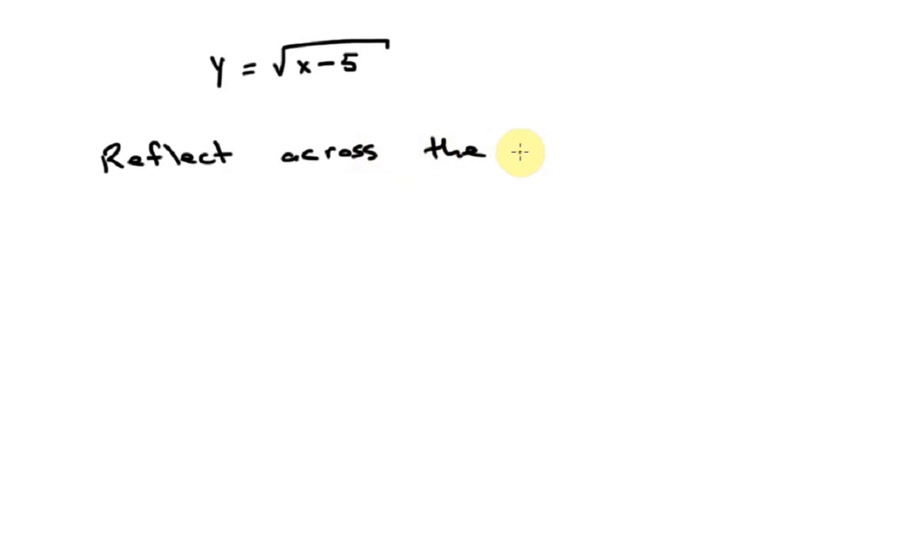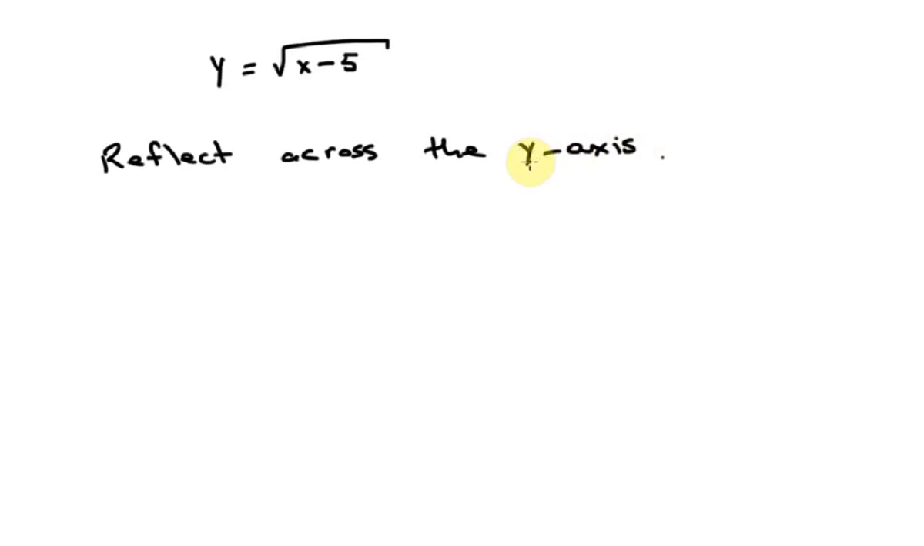In this example, let's say we have this function here. Y equals the square root of x minus 5. And we would like to reflect it across the y-axis. So we got to make the correct change so that it reflects across the y-axis. Okay, so we're going to make sure we do the right change.